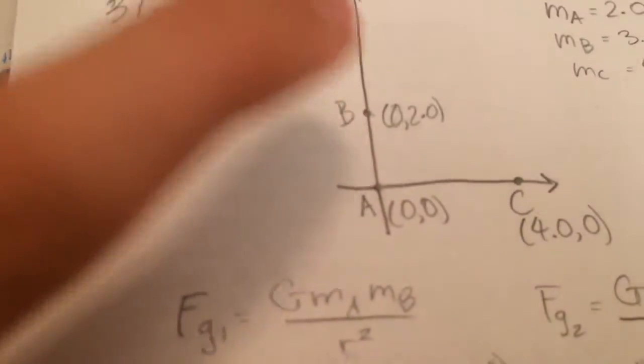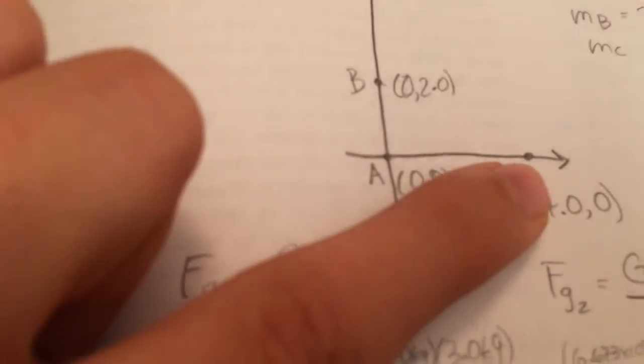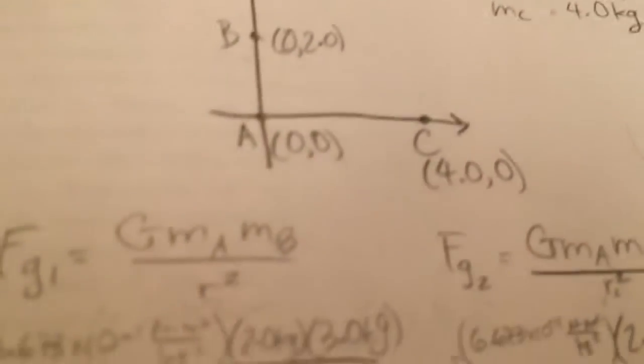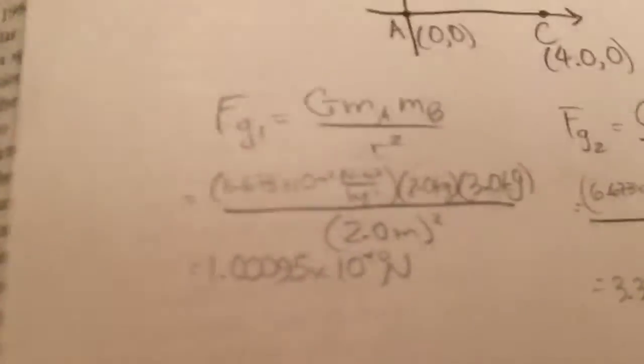So I just labeled the origin A, the point (0, 2.0) B, and the point (4.0, 0) C. And the masses correspond to those: mass A is 2.0, mass B is 3.0, mass C is 4.0, as given in the question.